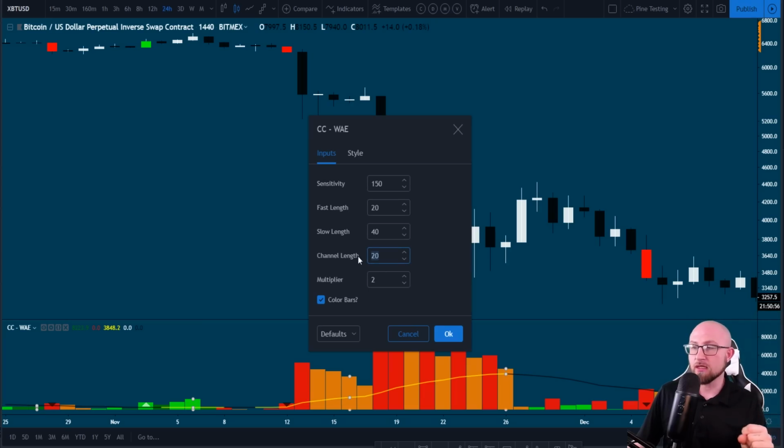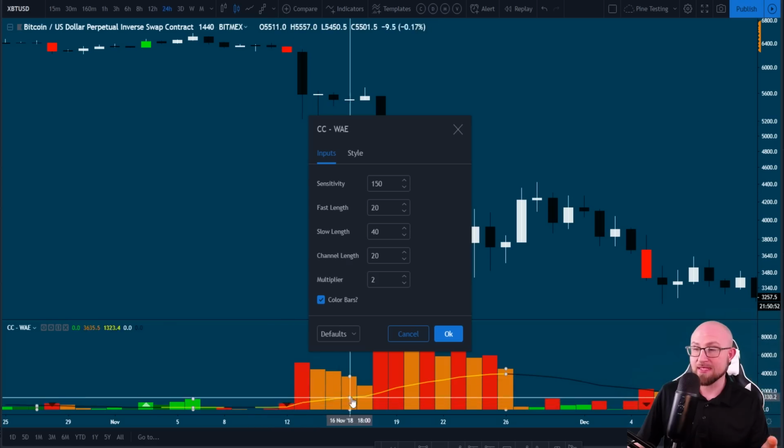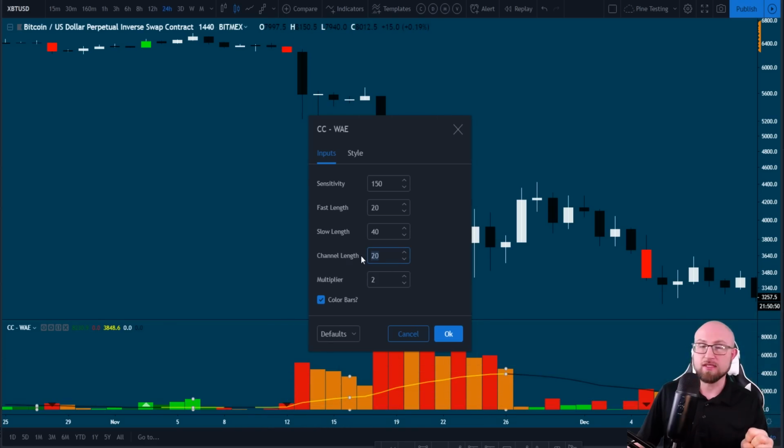Channel length and multiplier are going to conform to the Bollinger Band. As we talked about, that is the explosion level. So channel length is going to be the look back period of the Bollinger Band, and the multiplier is going to be the standard deviation.